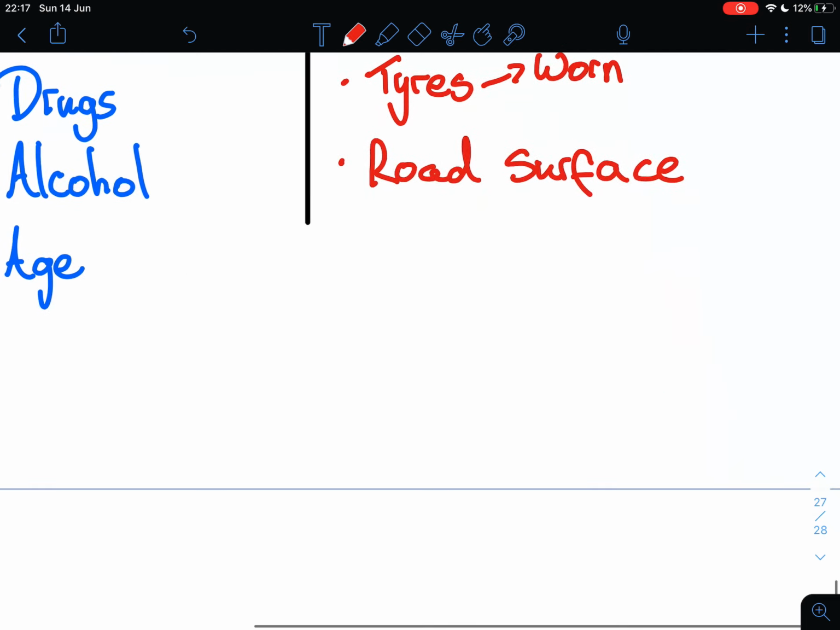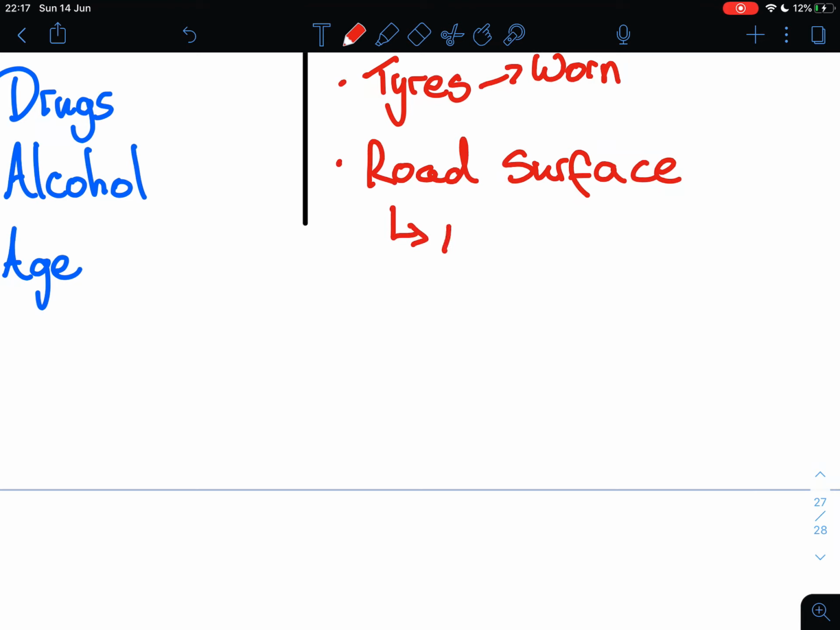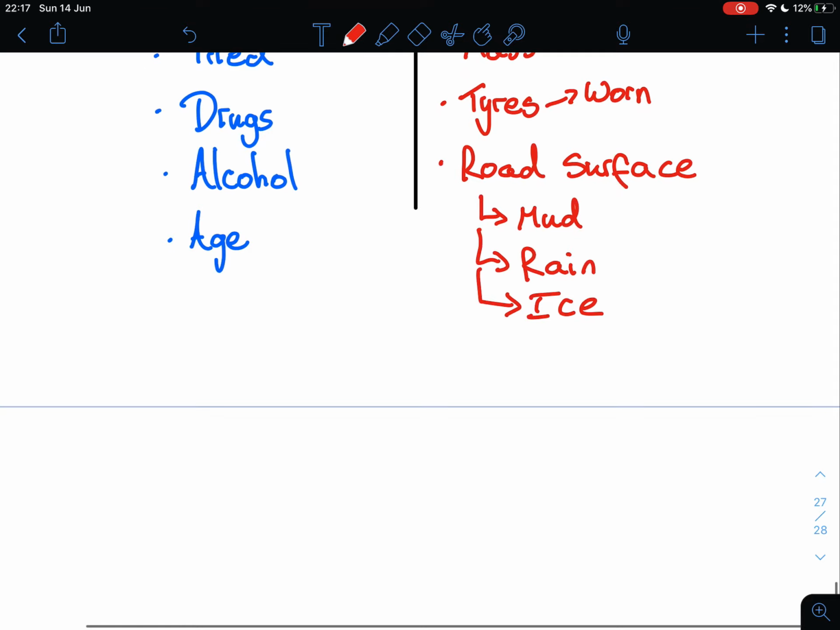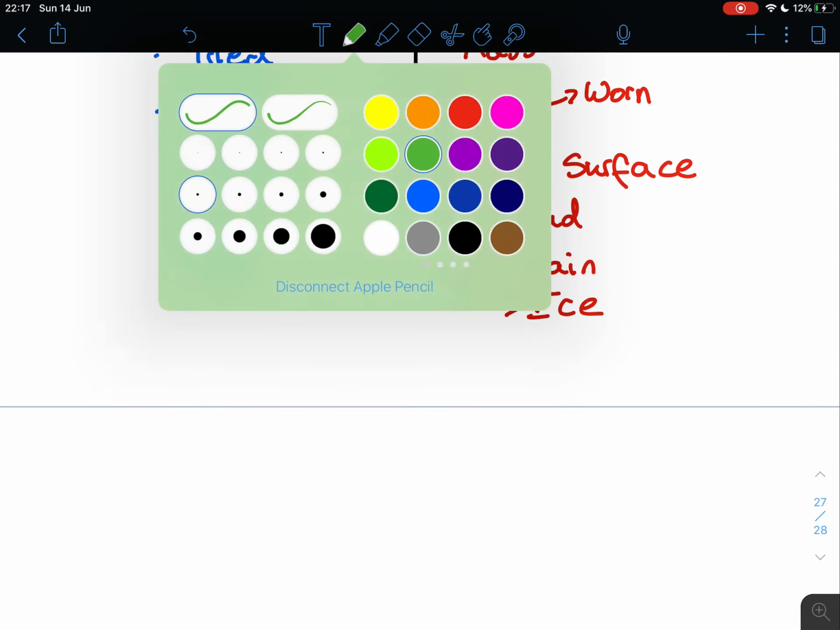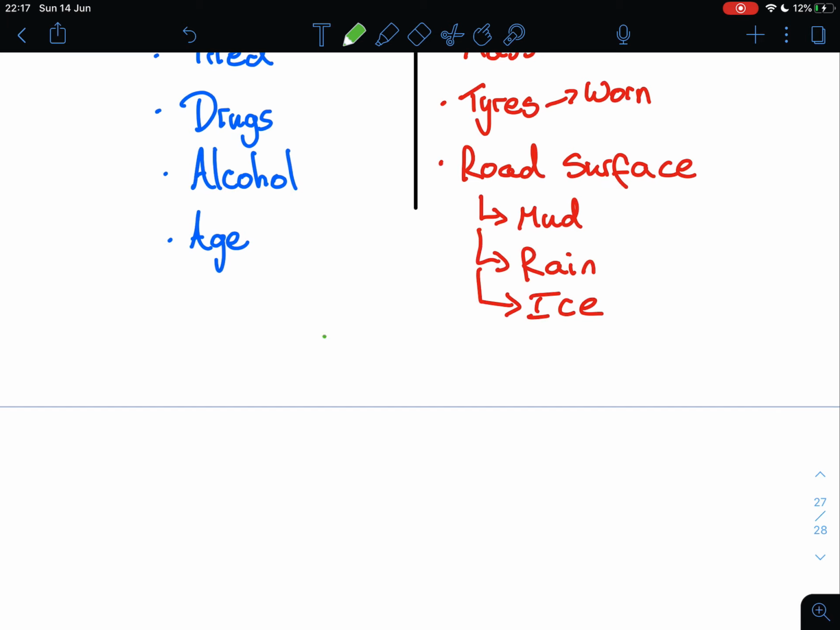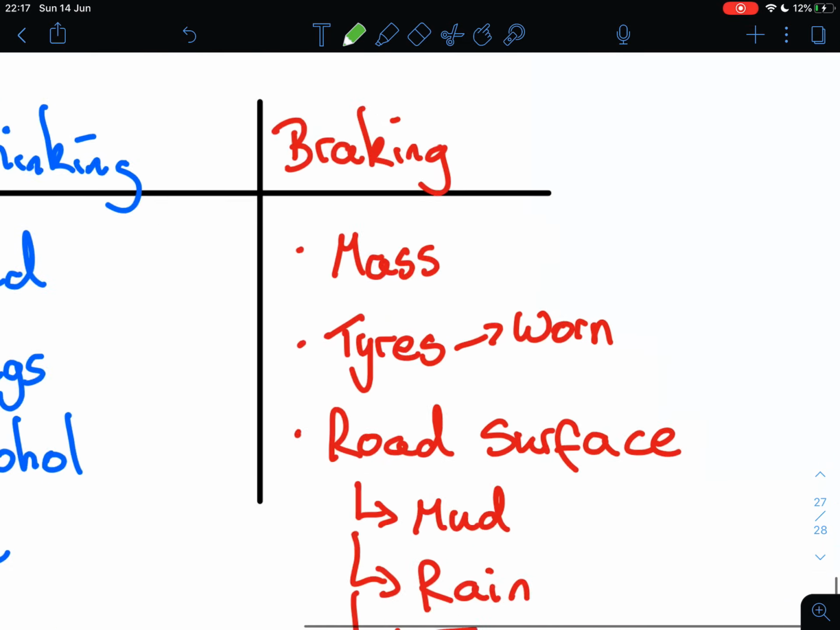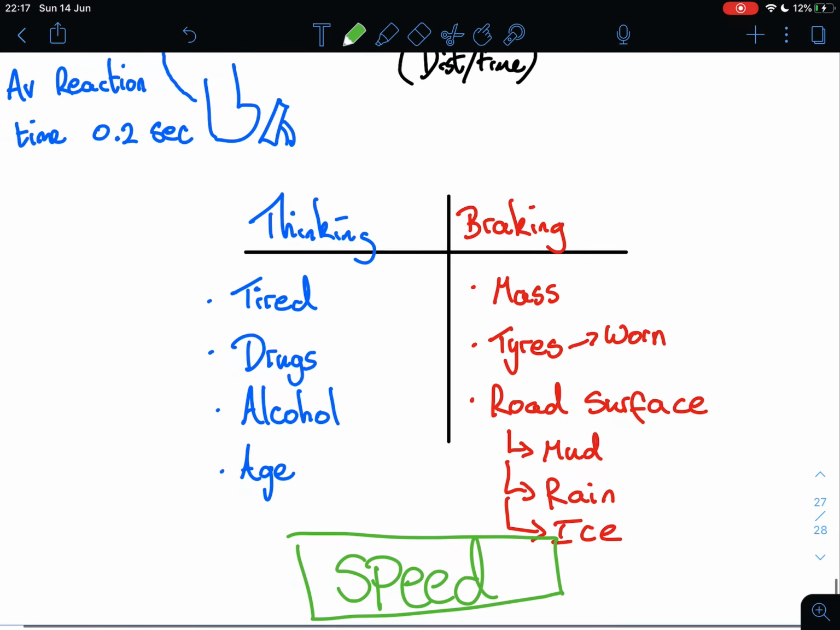And that one, there's loads we can write. We can write mud. We can write rain. Ice. Any others you can think of. There is one though, I'm going to put it in green, that straddles both sides, and that's speed. In both cases, the faster you go, the further your thinking distance will be, and the further your braking distance will be. So that's the first page, that's the easy bit done.